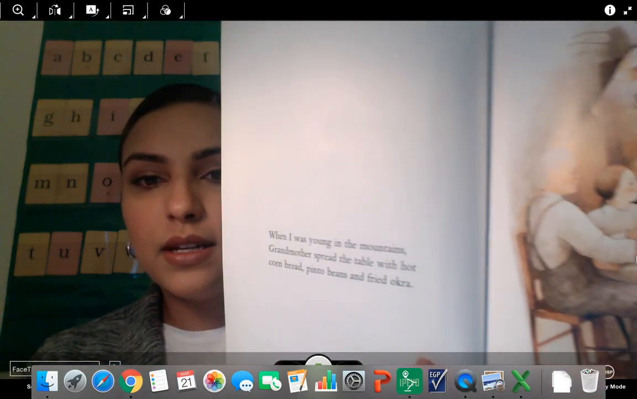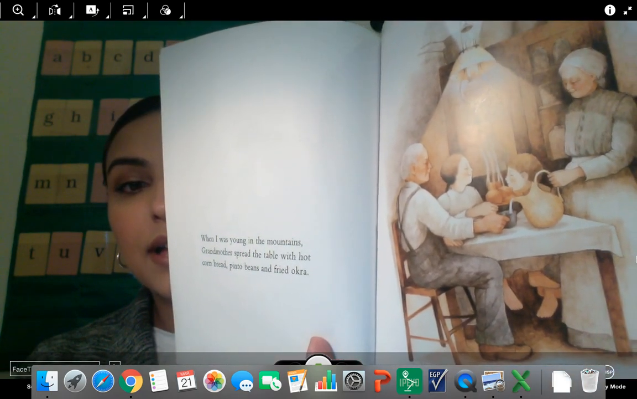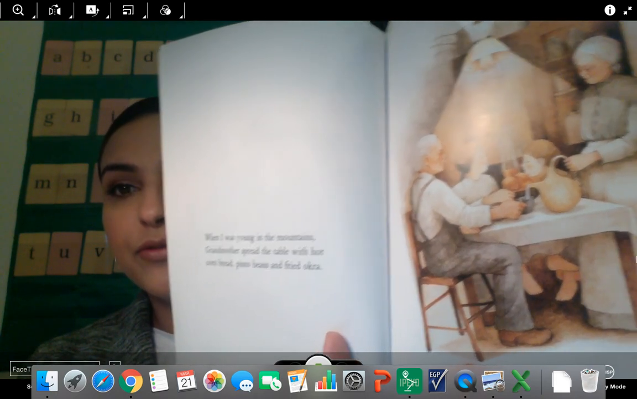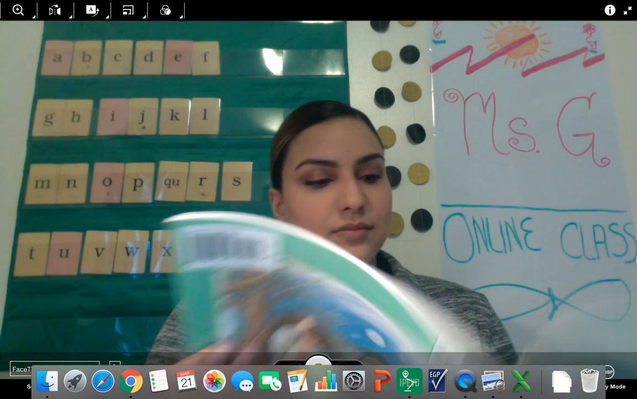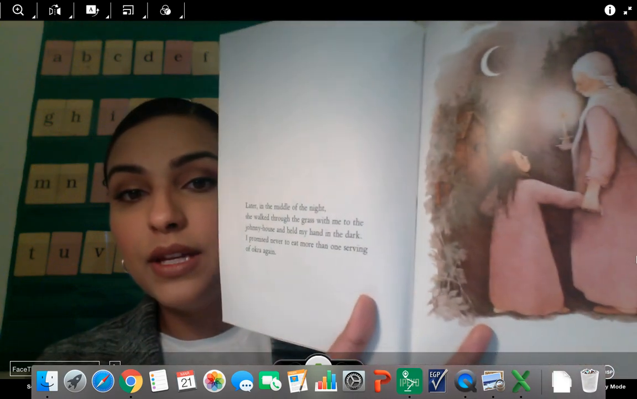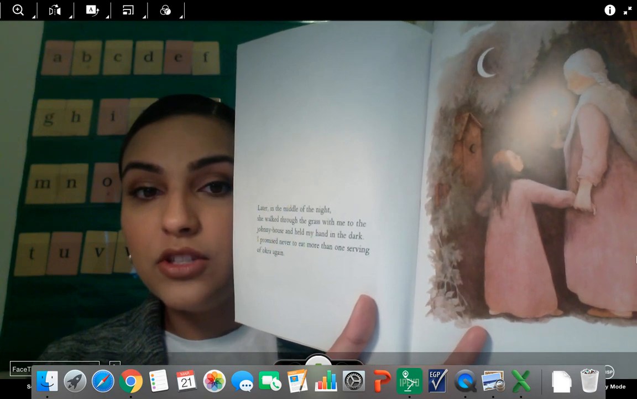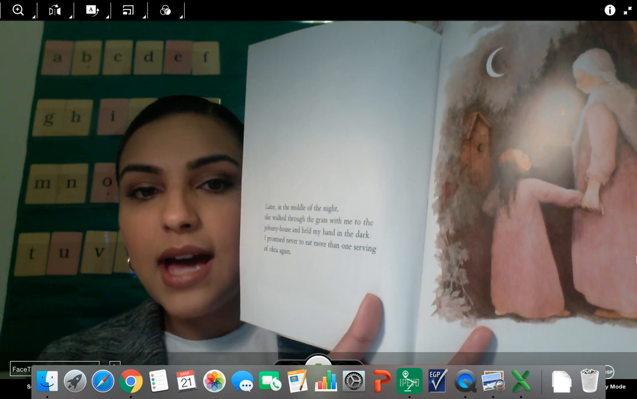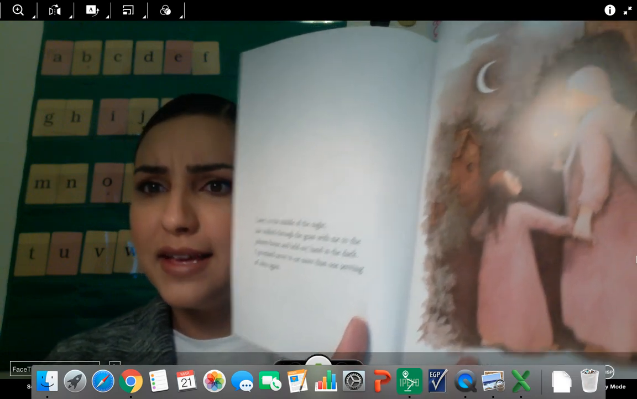When I was young and in the mountains, grandmother spread the table with hot oat cornbread and pinto beans and fried okra. Later, in the middle of the night, she walked through the grass with me to the Johnny house and held my hand in the dark. I promised never to eat more than one serving of okra again.